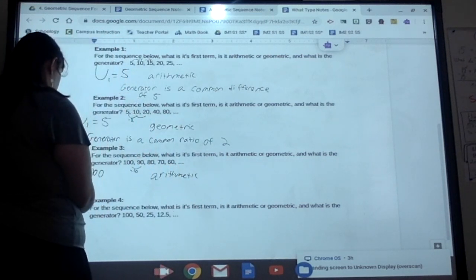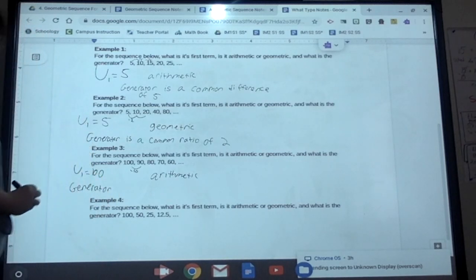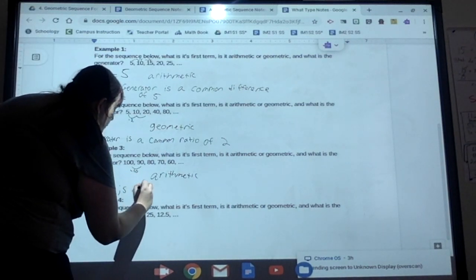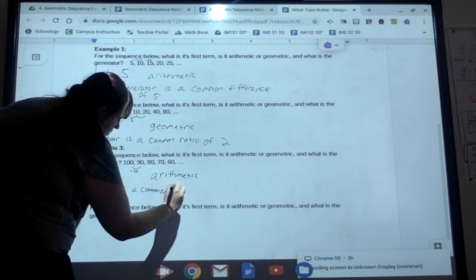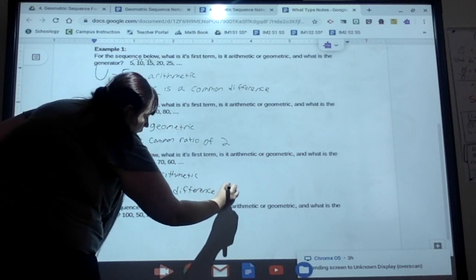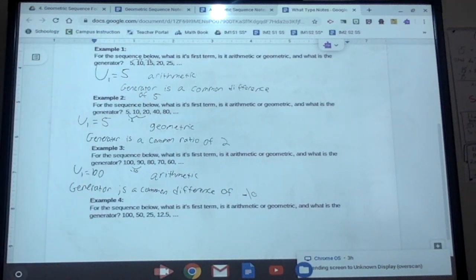And in this case, the generator is a common difference because it's arithmetic. And it's negative 10 because we're going down 10. We're subtracting 10.